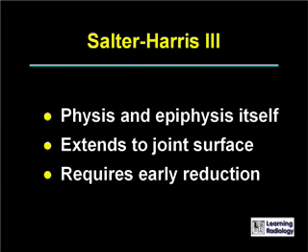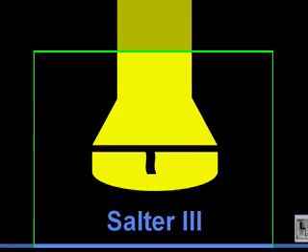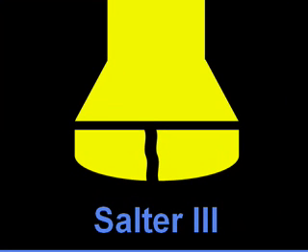Salter-Harris 3 fractures are fractures through the epiphyseal plate and the epiphysis itself. Because they involve the epiphysis, they extend to the joint surface, and because they extend to the joint surface, they can involve the articular cartilage and result in damage to the articular cartilage. They require early reduction. So a Salter-Harris 3 fracture is a fracture that extends through the epiphyseal plate and then also through the epiphysis itself.